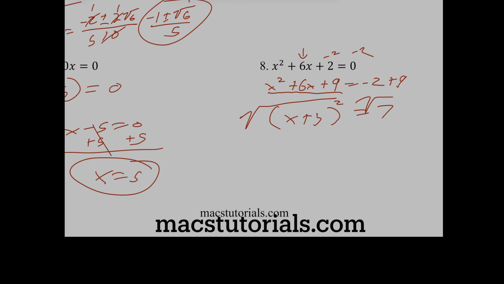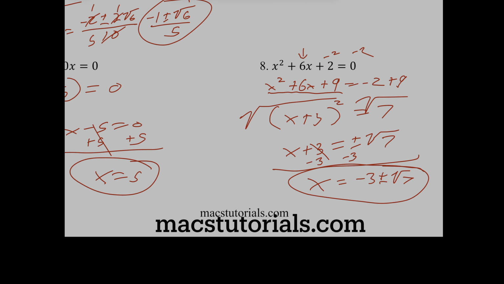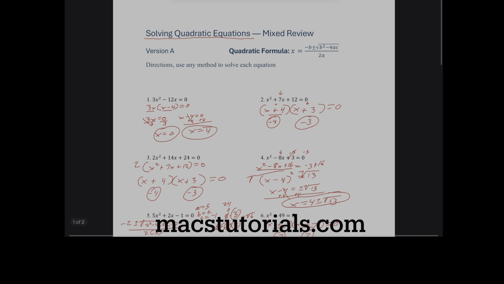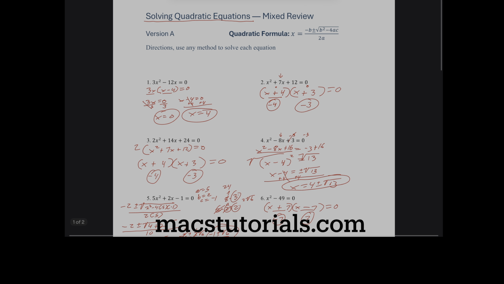Now I'm going to square root both sides, and I'm going to get x plus 3 equals plus or minus root 7. I'm going to subtract 3 from both sides. Always write the constant in front of the plus minus. So that's going to equal -3 plus or minus root 7. Bingo. All right? So there you go. We kind of mixed them all up there, and hopefully that helped you find them.